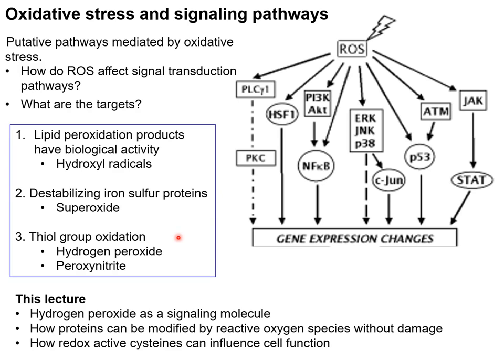Another way that has been identified is through destabilization of iron-sulfur proteins. Iron-sulfur proteins are particularly susceptible to superoxide, and superoxide can destabilize these iron-sulfur proteins and as a consequence affect their activity. Again, I don't think this is a particularly major way in which protein activity is affected. The third way is through thiol group oxidation. In other words, cysteine residues are susceptible to some types of reactive oxygen species, particularly hydrogen peroxide and perhaps peroxynitrite as well. So in this lecture, we're going to focus on hydrogen peroxide as a signaling molecule and look at some examples. I'll explain how proteins can be modified by reactive oxygen species without causing them damage, and how these changes in protein activity caused by the cysteine residues can influence cell function.